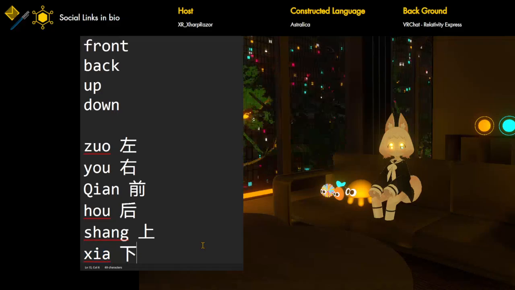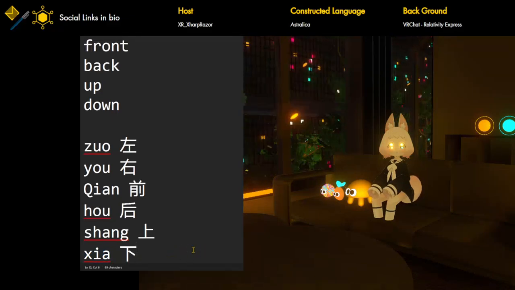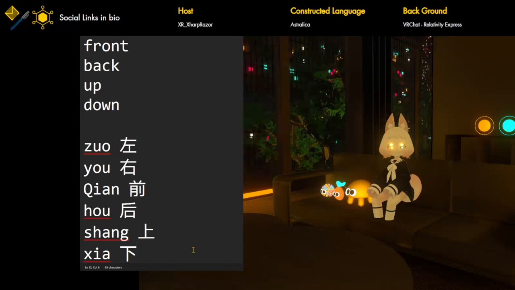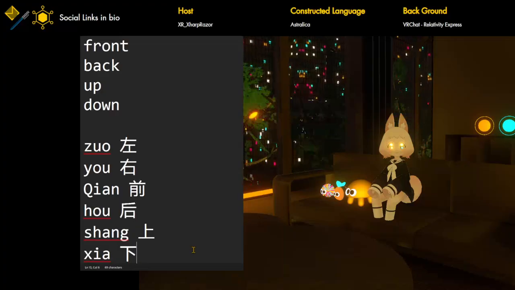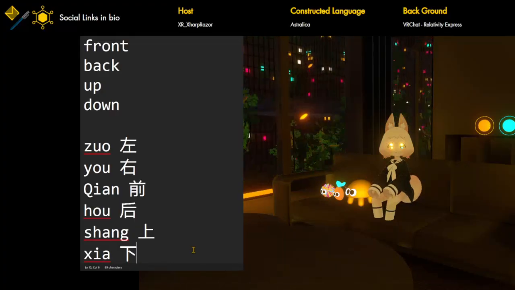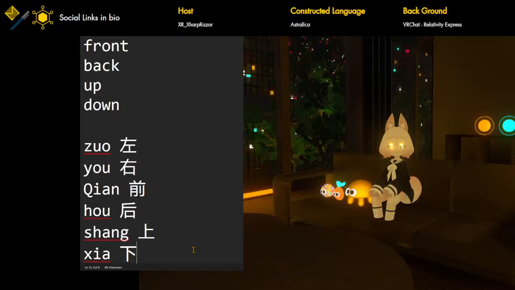So in Australica, what we are trying to design is, for a set of nouns or words, if they have some sort of relationship with each other, they should sound alike, they should look alike, and they should follow a certain pattern.